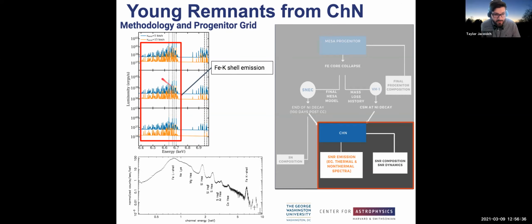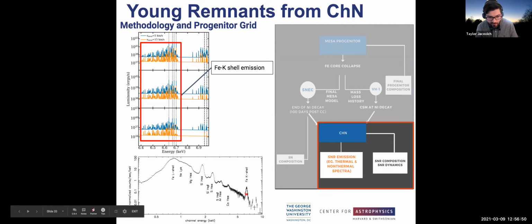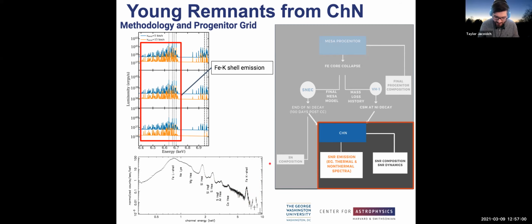And now this whole complex is often referred to as iron K shell emission, which you can see down here in this Chandra spectrum of the Kepler supernova remnant. So this is this peak here, and because of the iron K emission's relative isolation from all these other peaks in the spectrum, it's a very tempting target to use as a diagnostic.